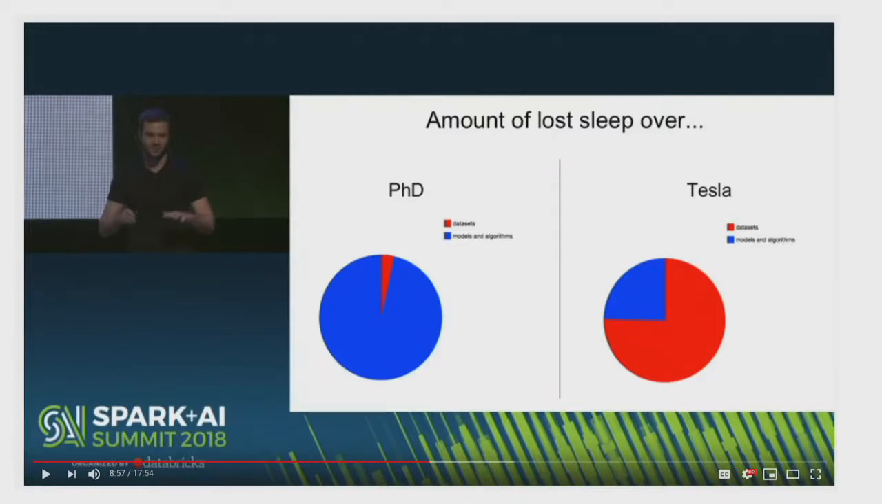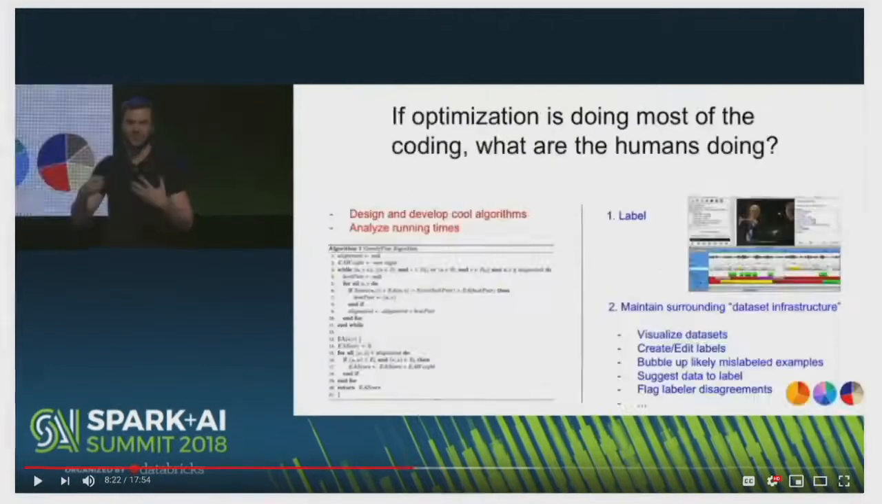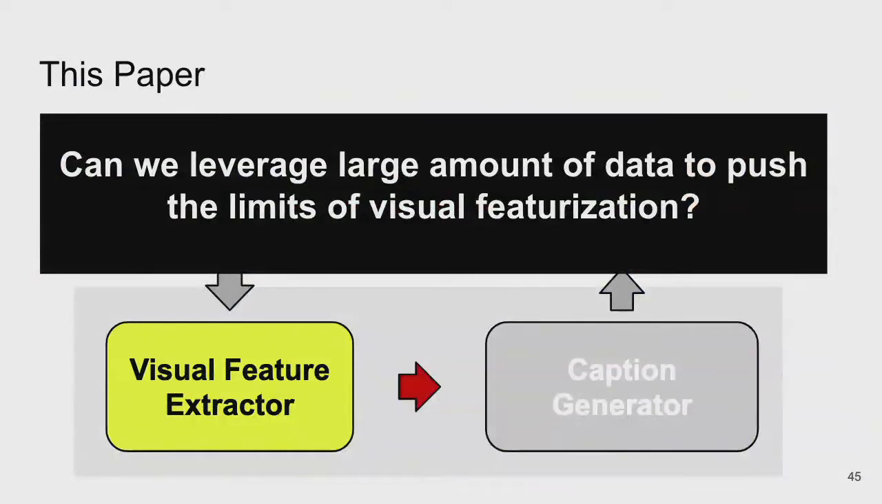There's this gap, right? And maybe in the future, what we will be doing is labeling the data and maintaining the surrounding data infrastructure. I feel like it's kind of cool. I'm not saying that models and algorithms are not important, but maybe they're less important than you think they are. All right, so I guess I made my point about why improve visualization.